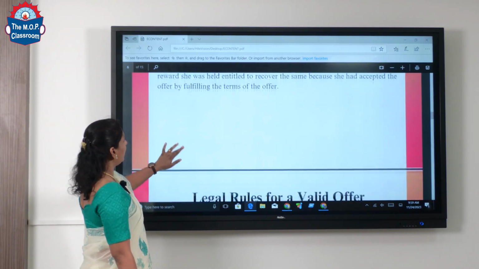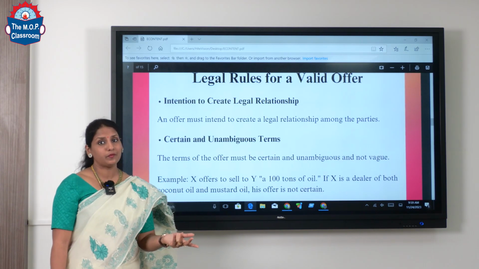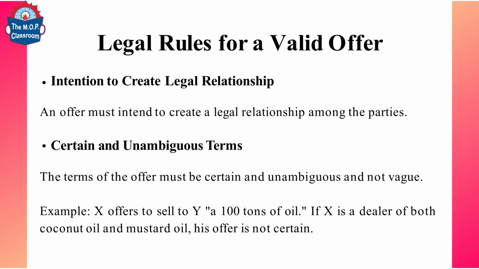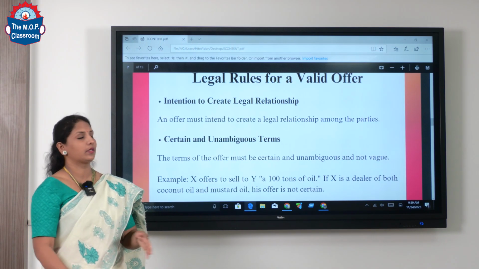Next, we are going to see what the legal rules of a valid offer are, the essential elements of a valid offer. The first one is intention to create a legal relationship. If you take any kind of agreement, you can classify it into a social agreement and a legal agreement. So what do you mean by a social agreement? A social agreement is when you promise your friend that you will attend her birthday party in the evening, or you promise your mom that you are going to keep your room clean. These are social agreements, which do not enter into a legal agreement.